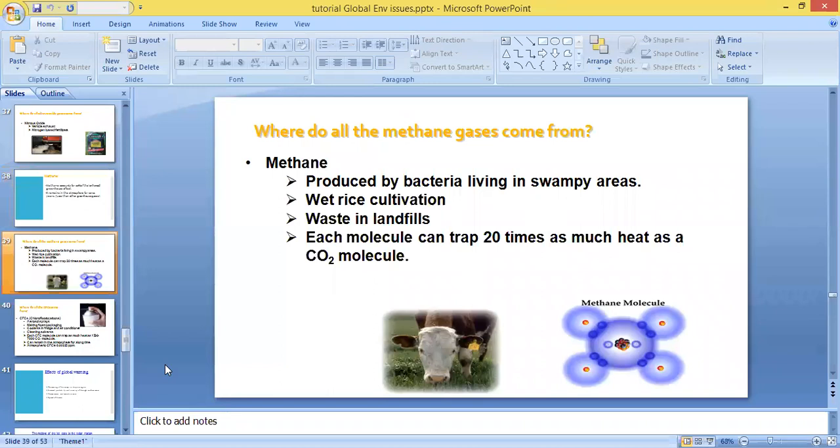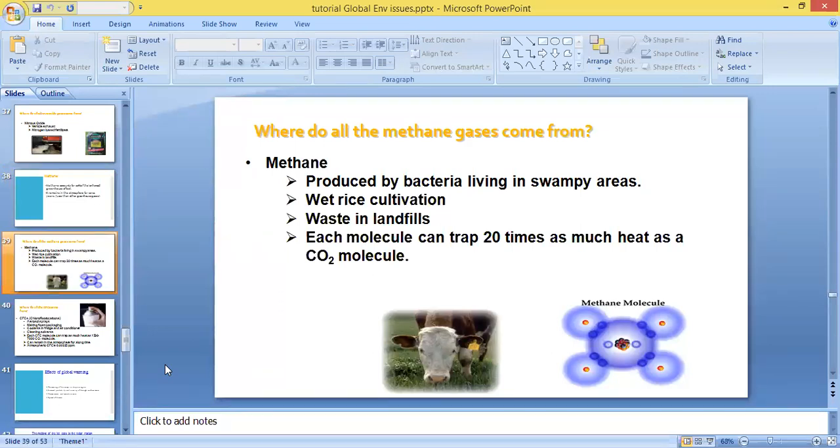Now where does this come from? It comes from the bacteria living in swampy areas, from wet rice cultivation, and waste in landfills. Earlier in solid waste management, we saw that landfills are created to dump waste. From those, this methane can be released. Each molecule can trap 20 times as much heat as CO2 molecules.